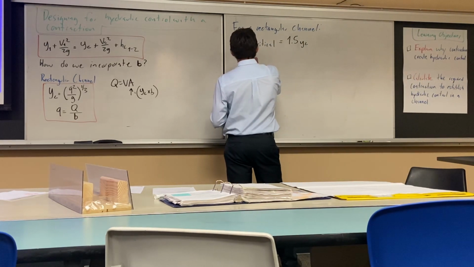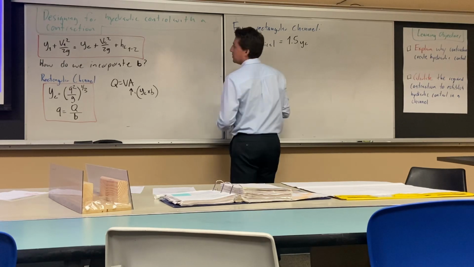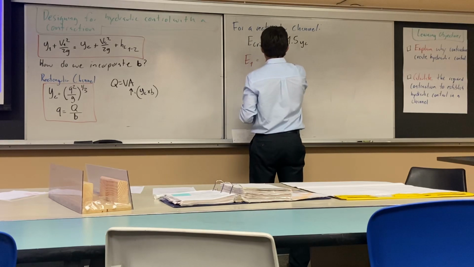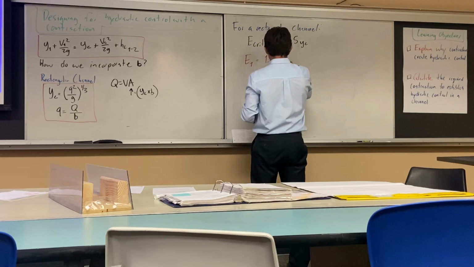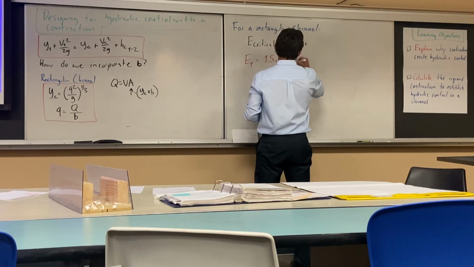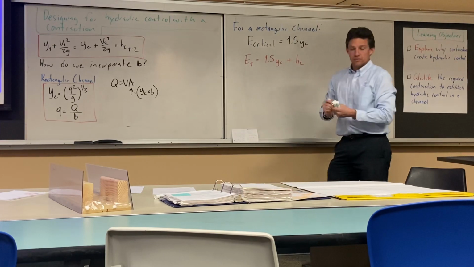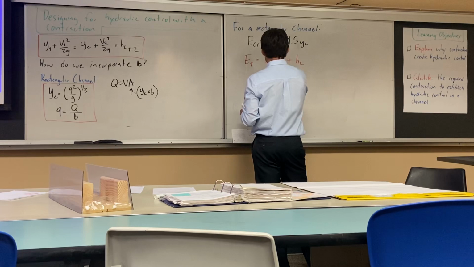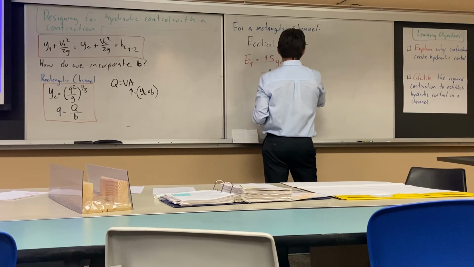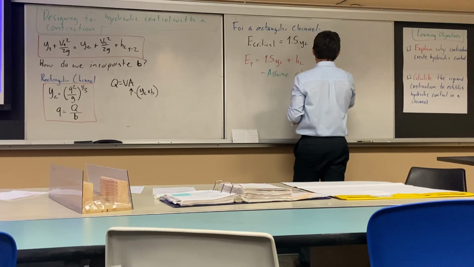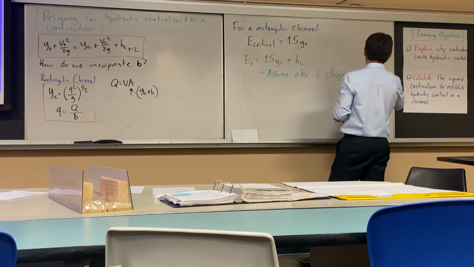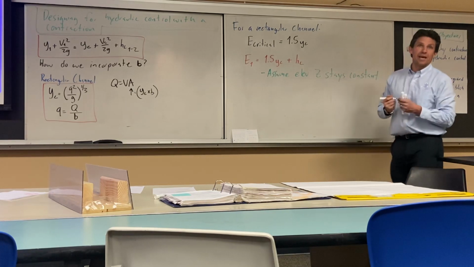So, we're going to say that E1, which is this piece right here, has to be equal to 1.5 times YC plus our head loss. Okay, that's as long as we say that our elevation stays constant, and that generally is the case.